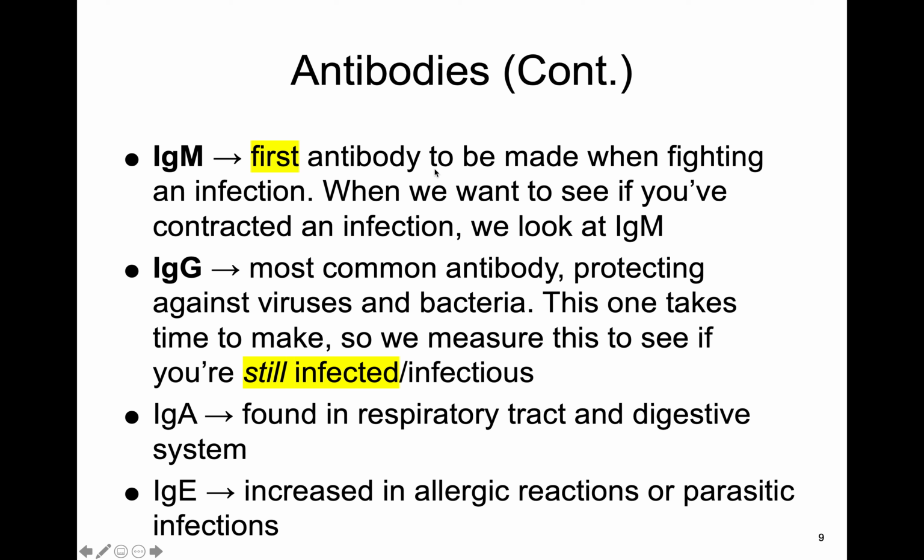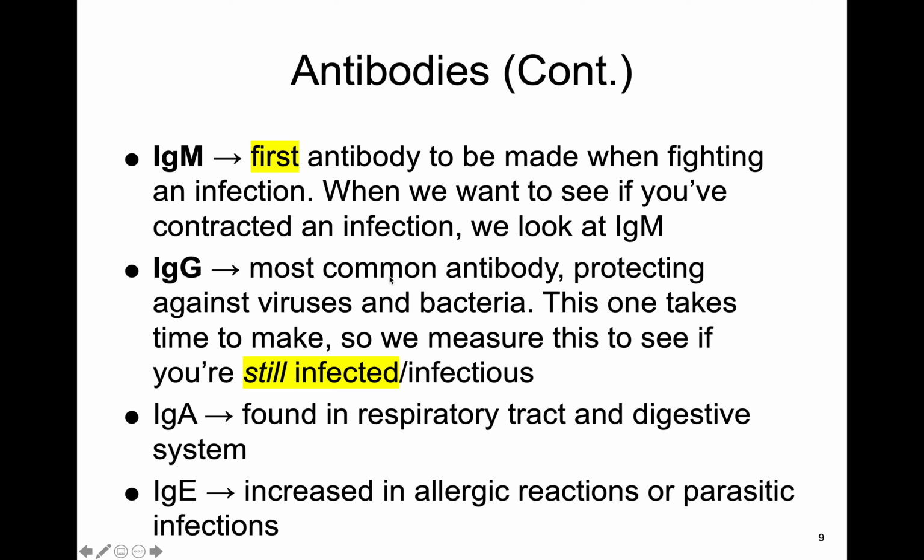IgM is the first antibody to be made when fighting an infection. So if you ever want to see if you've contracted an infection, and certainly with, let's say, hepatitis or cocci or even coronavirus, looking at an IgM spike will tell you if you've been recently infected with that infection.